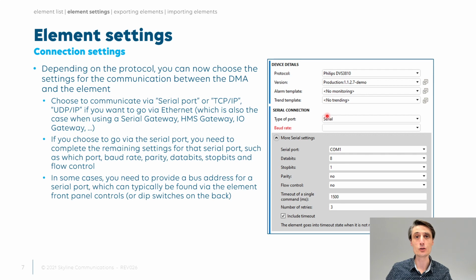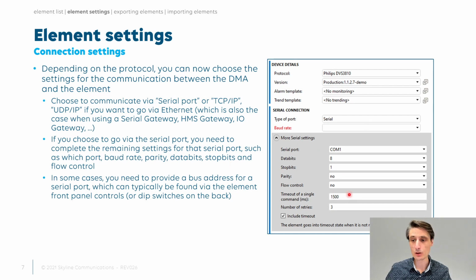Or typically, you will go for TCP/IP and connect to a serial gateway, and then all of these settings like baud rates, start bits, stop bits, you will need to configure on the serial gateway. That's what we saw in the serial gateway module.